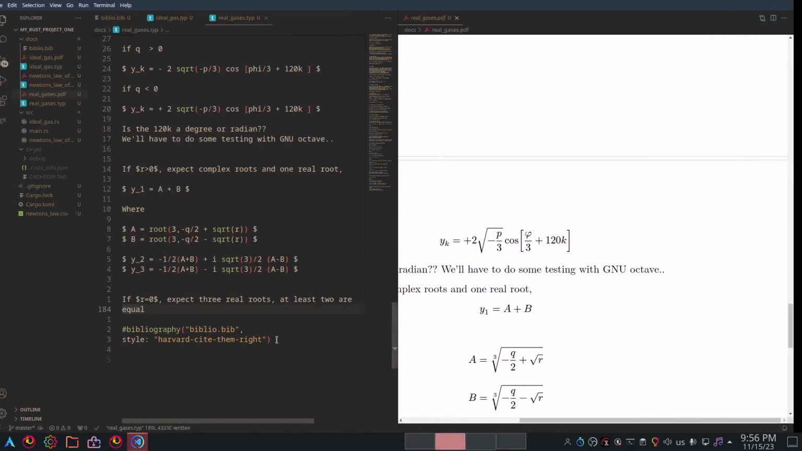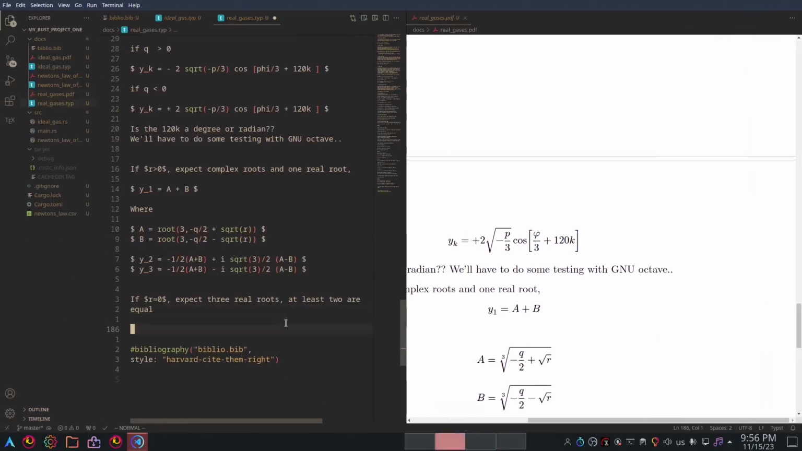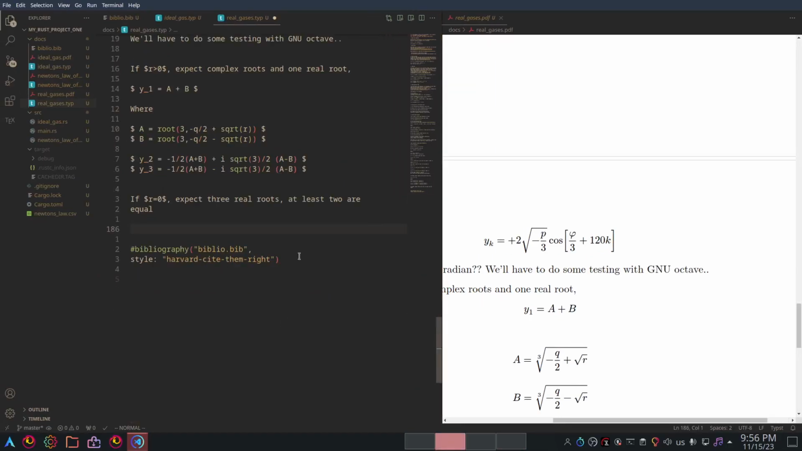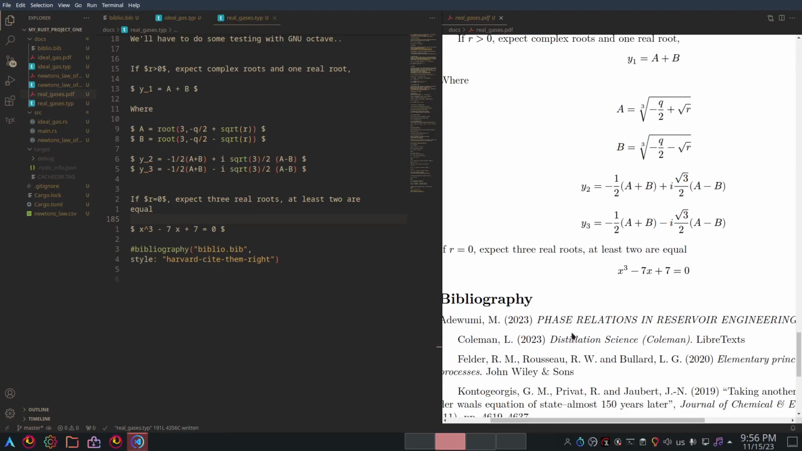So if we have, let me just write down this equation. x cubed minus 7x plus 7 equals 0. This is another example. This is in fact a textbook example. We got it from Perry's again. You can do it with others. So these are test cases.